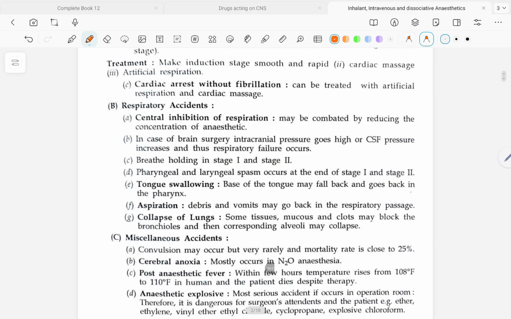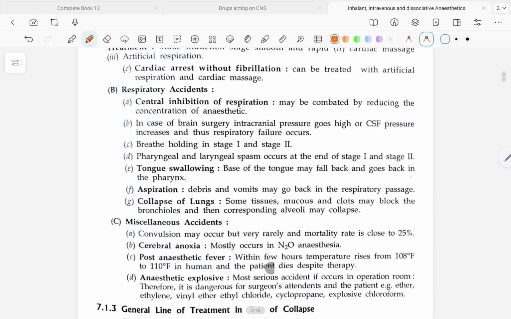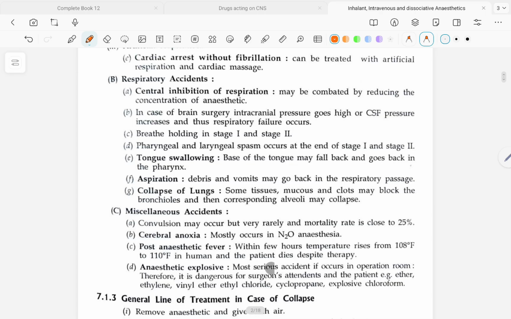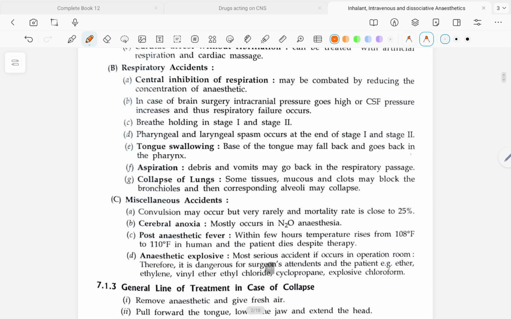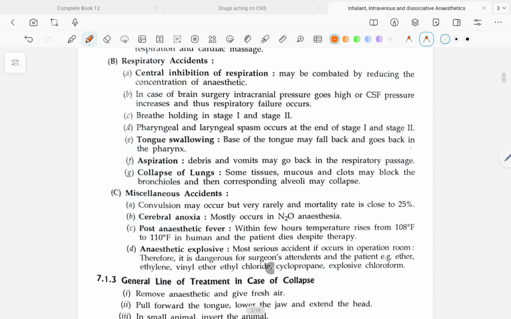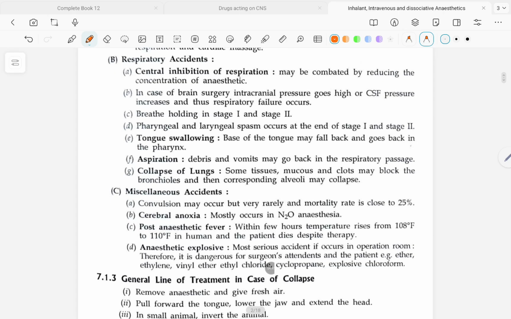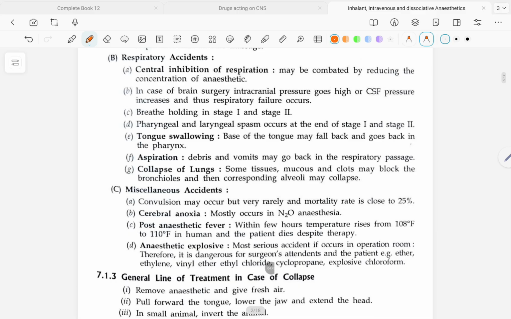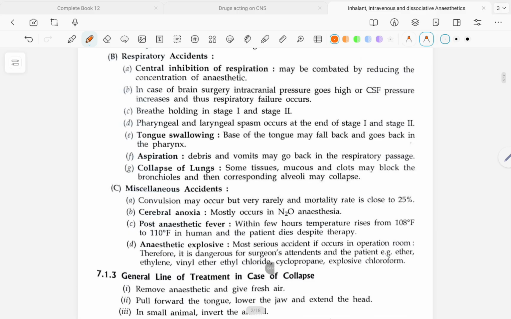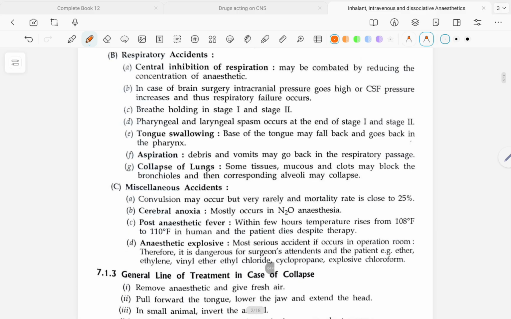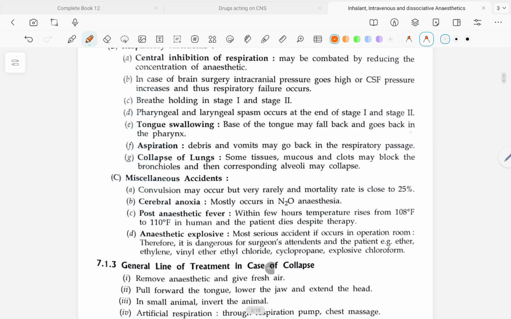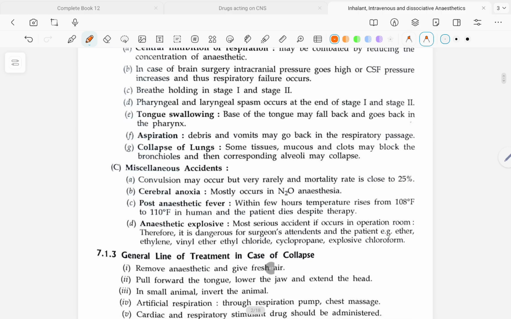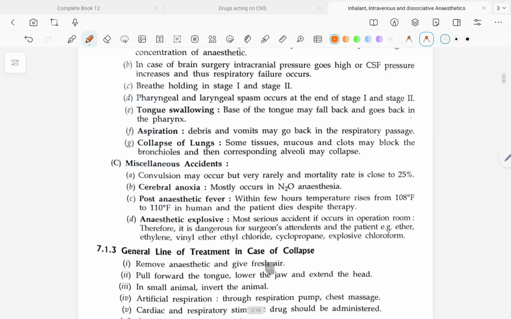Respiratory accident. Central inhibition of respiration may be combated by reducing the concentration of anesthetic. In case of brain surgery, intracranial pressure goes high or CSF pressure increases and thus respiratory failure occurs. Breath holding in stage 1 and stage 2. Pharyngeal and laryngeal spasm occur at the end of stage 1 and stage 2.